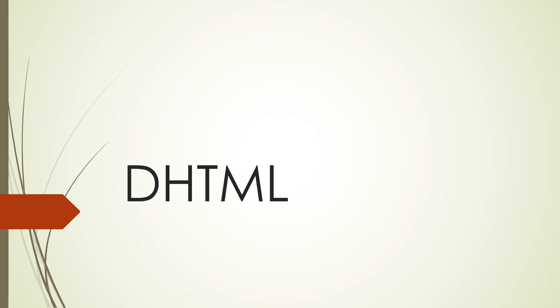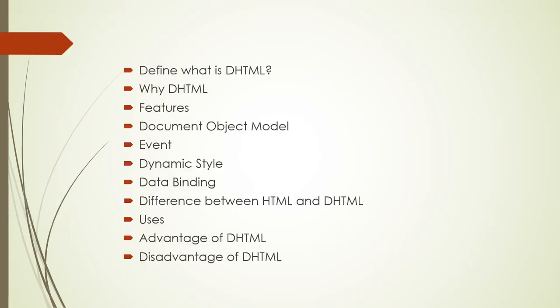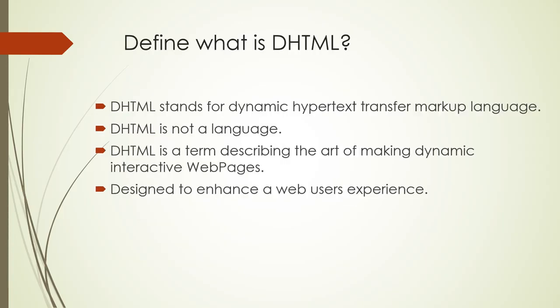We are discussing DHTML, that is Dynamic Hypertext Markup Language, in which we will discuss what DHTML is, its various features like the document object model, events, dynamic style, and dynamic binding, the difference between HTML and DHTML, uses and advantages of DHTML, and disadvantages of DHTML. So, let's define what DHTML is.